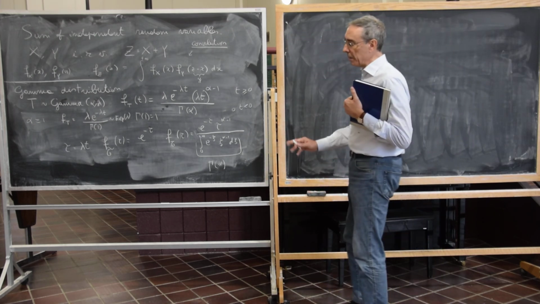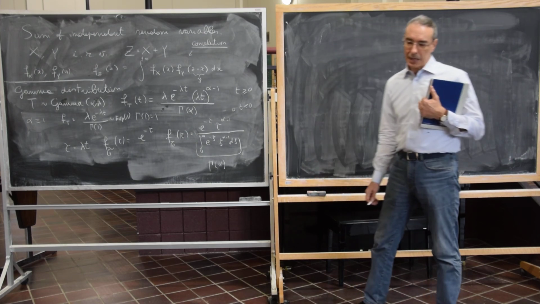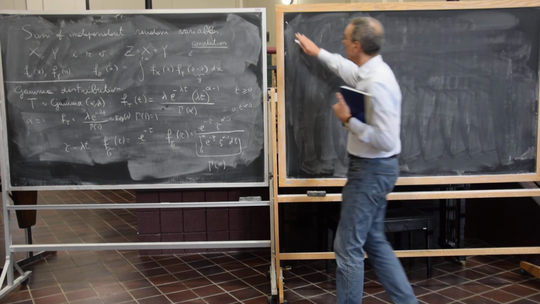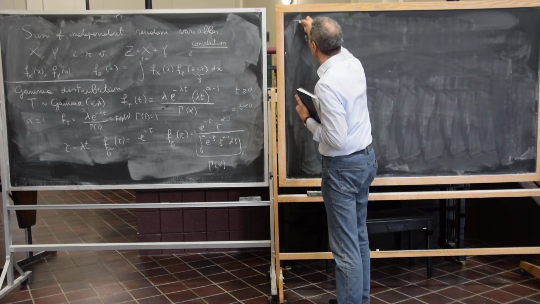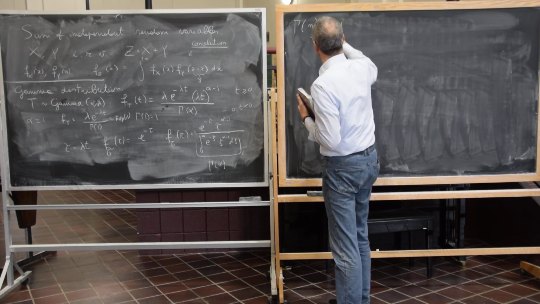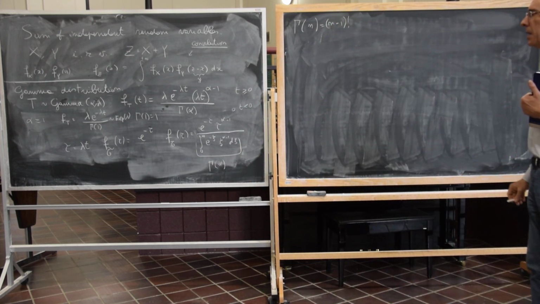And then what we found about this gamma function is that if alpha is an integer, the gamma of n is equal to n minus 1 factorial. Well, that's what we already observed.